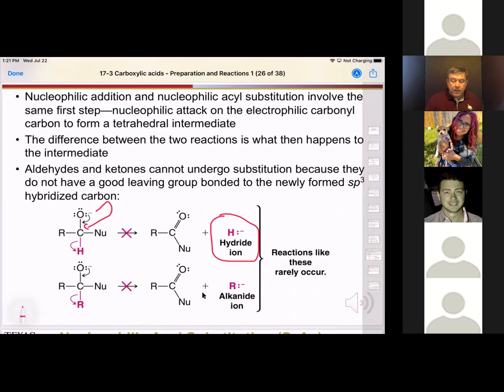In the case of a nucleophile coming in where all we have is an R group, like in a ketone, again, you're having an alkyl anion as a leaving group. Again, that's our strongest nucleophile because it reacts so great. So it makes it a very bad leaving group. And therefore, we rarely see substitution reactions happen on aldehydes and ketones.